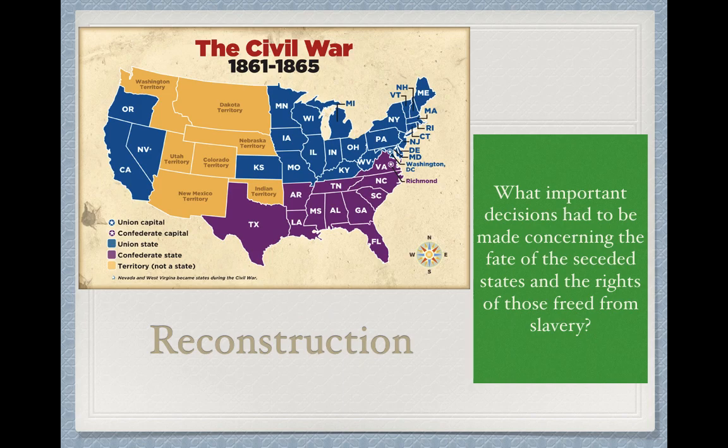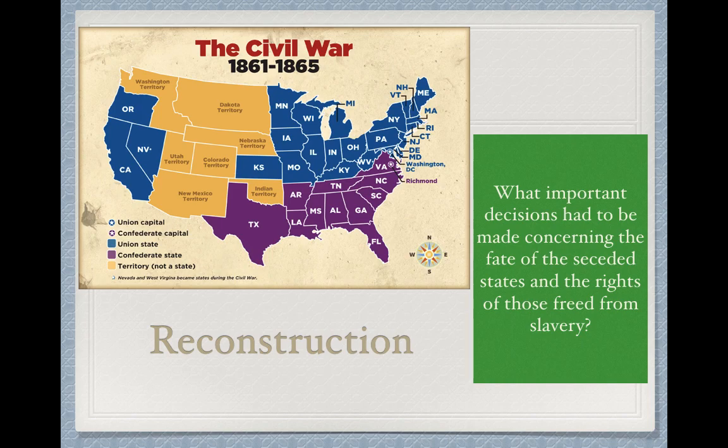So, Reconstruction, of course, comes at the end of the Civil War. And this map right here just reminds us which states were Confederate states, those states in purple, which states were part of the Union, those states in blue. You can also see the different capitals, that little star in Washington and in Richmond for the respective Union and Confederate capitals. And you can also see the territories that are not states yet, there in yellow.